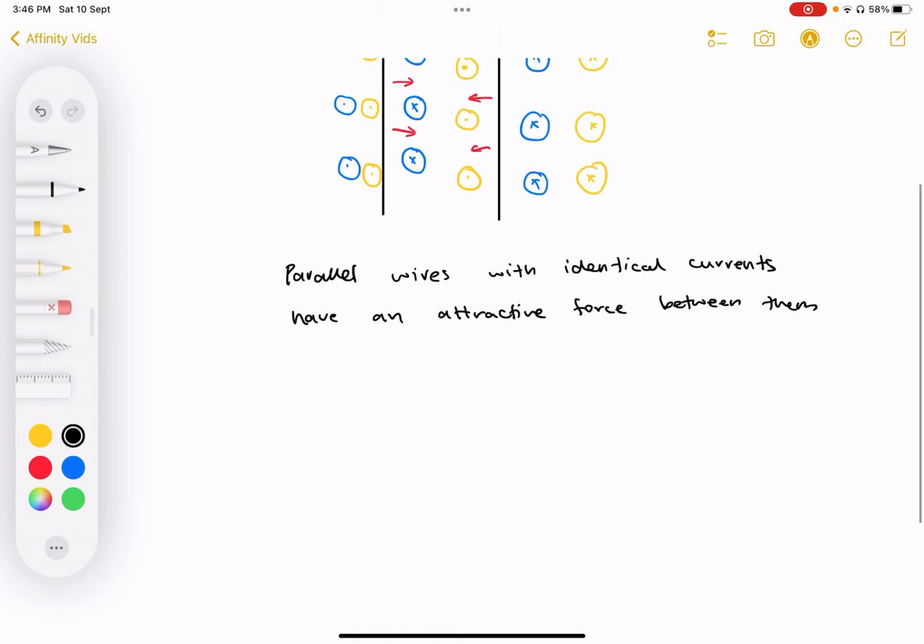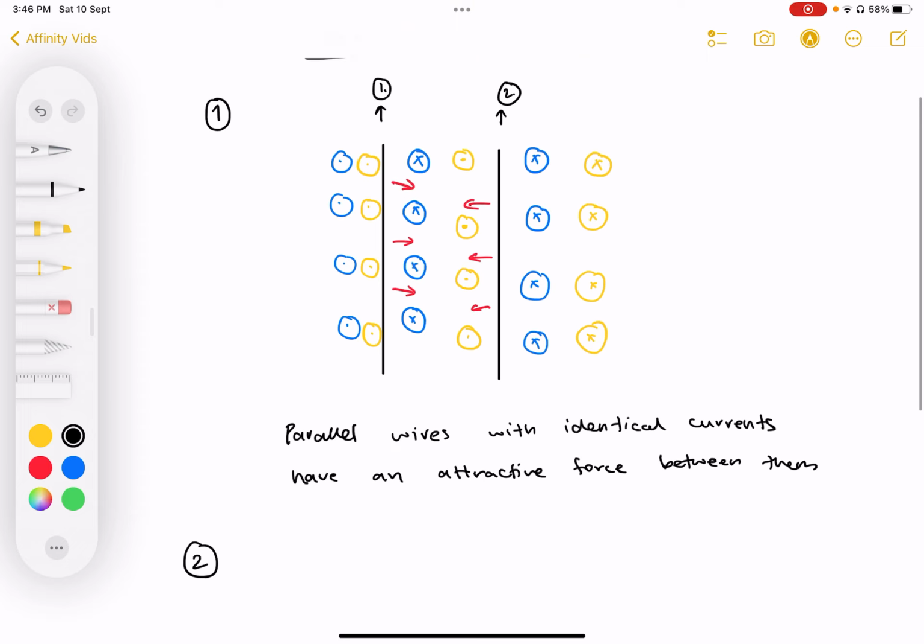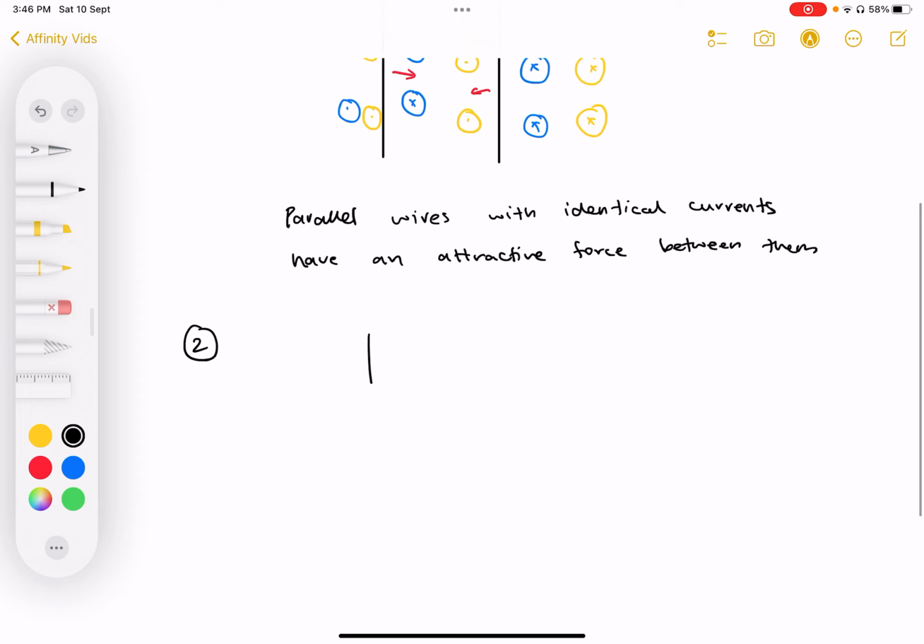So let's look at situation number 2 now. Let's say we have two parallel wires again, obviously. Let's say the current of one of these wires is going up, but the current of the other wire is going down. Let's make this a little bit more clear. This current is going up, this current is going down, in opposite directions. How is this going to affect the forces between the two parallel wires?